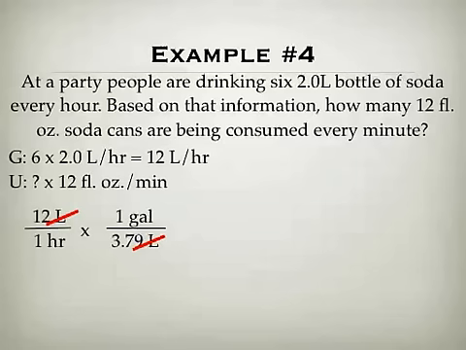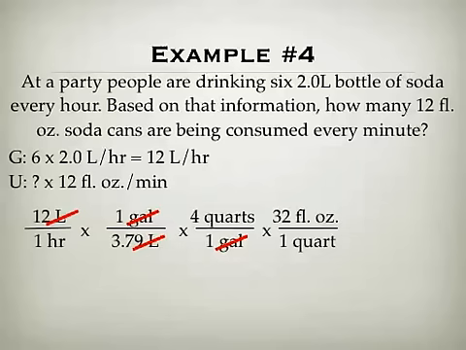So the next relationship that I'm going to use is quarts to gallons. I put 1 gallon in the bottom, 4 quarts up top. Gallons cancels out. Now I'm left with quarts per hour, and I know that in 1 quart there are 32 fluid ounces, so I can then put in that relationship. So now I'm in fluid ounces per hour. The last step that I have to do is make one last conversion to get from hours into minutes, and that'll give me how many fluid ounces per minute are being consumed.